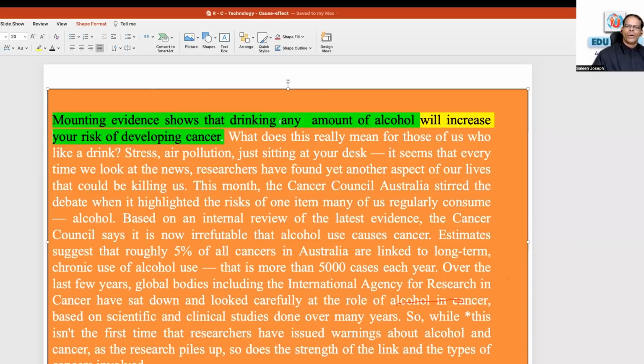Any amount. What is it? Amount of, maybe that's scale. Yes, it is scale. How much? Any amount. Yes, that is scale. Then translate into your own mother tongue, so you'll get the idea behind it.